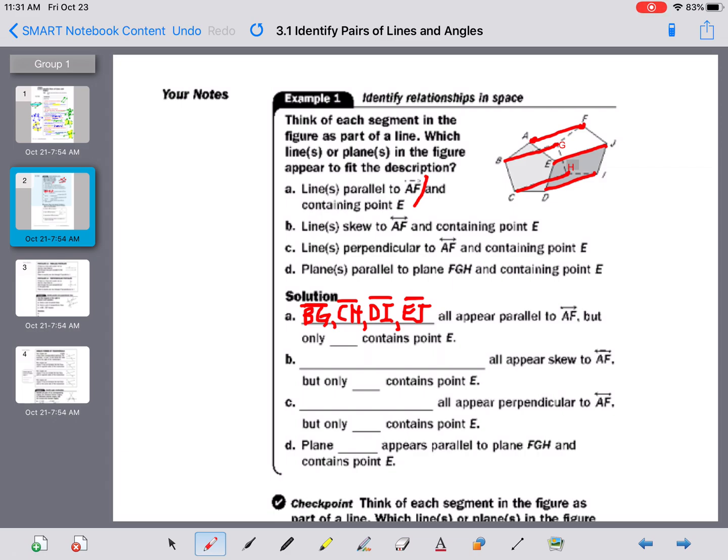So those are all my parallel segments. And now I want the one that contains the point E, okay? So of all my choices here, the only one that contains the point E is EJ. So EJ would be my answer.